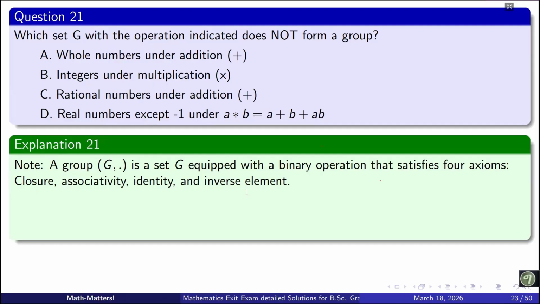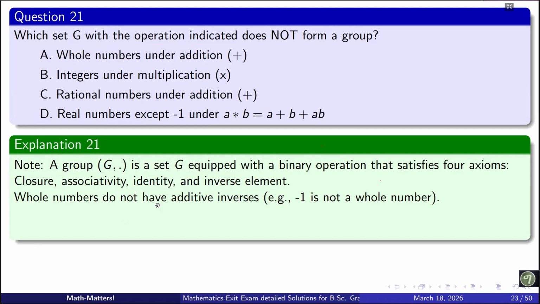4 axioms or not. For example, for the first one, whole numbers do not have an additive inverse. We know that, for example, -1 is not a whole number. We know that the additive identity here is 0, so for each and every element, there must exist within the same set, that's within the set of all whole numbers, at least one element that can be added to it to yield 0. So 1 doesn't have an additive inverse. The additive inverse is -1, but -1 is not within the set of whole numbers. Therefore, the first one cannot form a group.